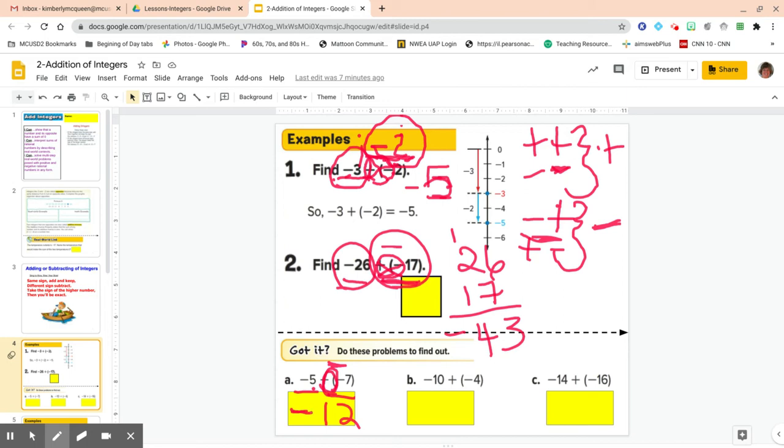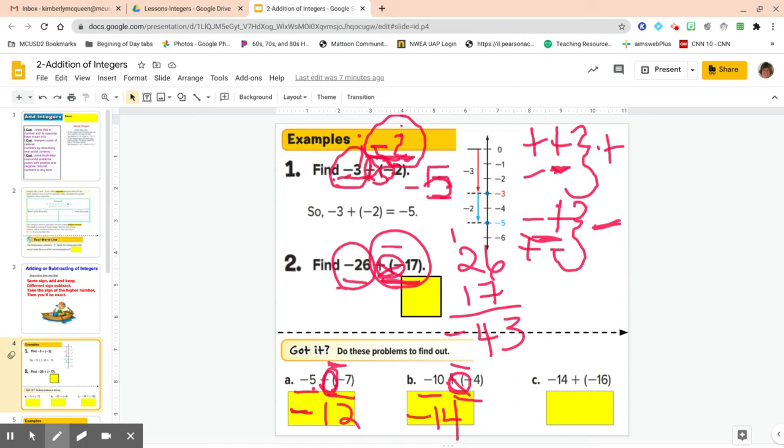Okay, letter B. Two signs right next to each other. Let's simplify them. A plus and a minus becomes 1 minus. The sign in front of each of these is negative. -10 minus 4, same signs, add and keep. Yes, I'm going to add the numbers together and keep that negative.